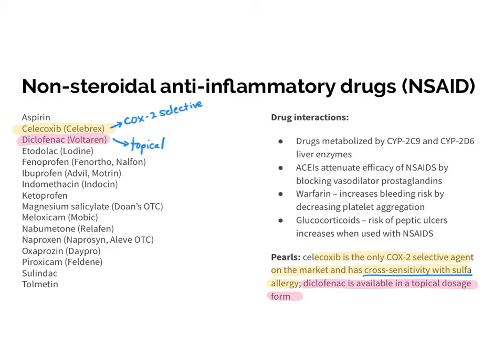Many drug interactions occur with NSAIDs, so you need to be informed about what other medications your patient is taking before you prescribe an NSAID. These drugs are metabolized by the CYP2C9 enzyme system and also the CYP2D6 liver enzymes. If a patient is on an ACE inhibitor, they can attenuate the efficacy of NSAIDs by blocking the vasodilator prostaglandins. Warfarin, of course, increases a patient's risk of bleeding, and NSAIDs do this as well. So using these together is not recommended. There's also an increased risk of peptic ulcers when a patient is on glucocorticoids, and adding an NSAID could put the patient even more at risk.